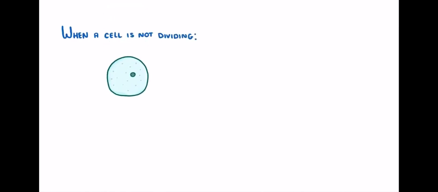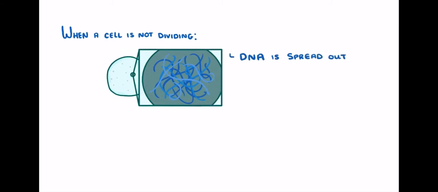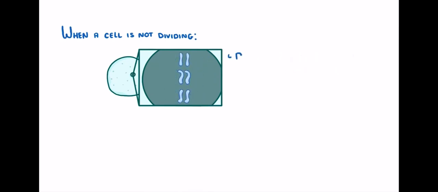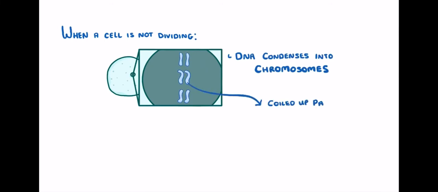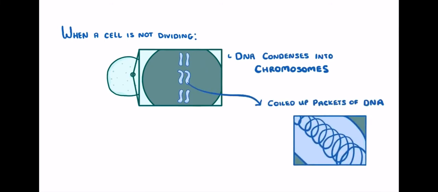In order to understand the next stage, it's worth taking a closer look at the form that DNA takes within a cell. Usually, when a cell is not dividing and is just going about its normal functions, the DNA is spread out in long strings. However, once the cell starts to prepare for division, its DNA condenses into chromosomes, which are basically coiled up packets of DNA. The DNA of each chromosome contains a large number of genes, and these control the development of different characteristics, such as eye color.